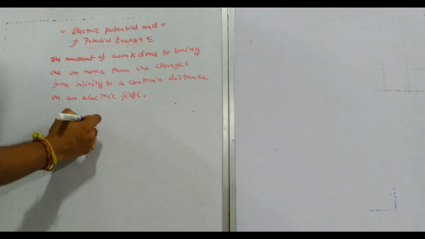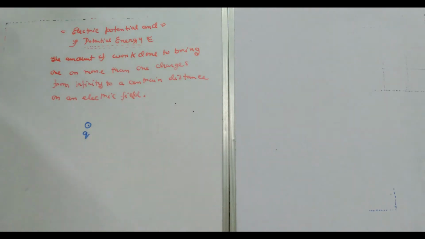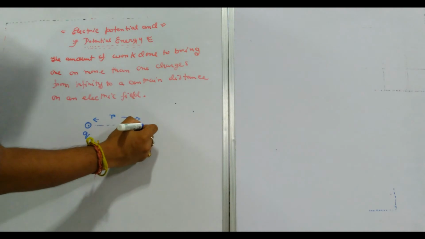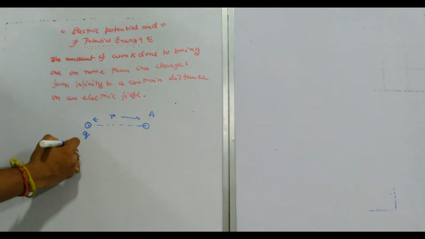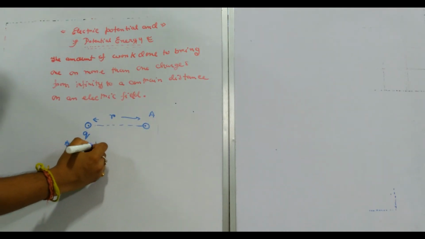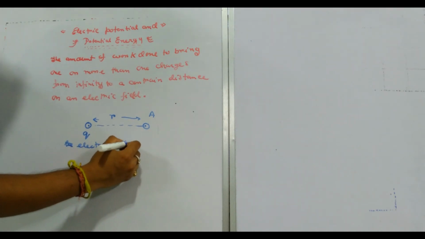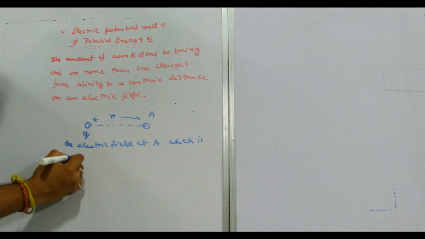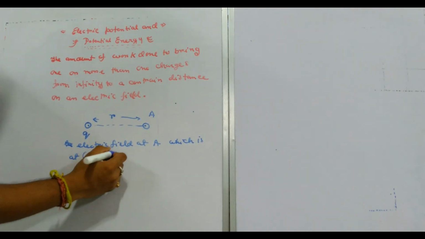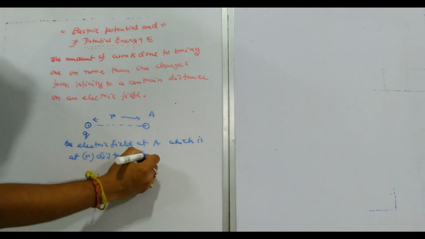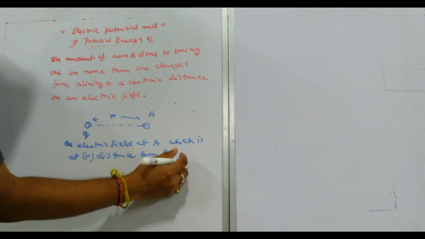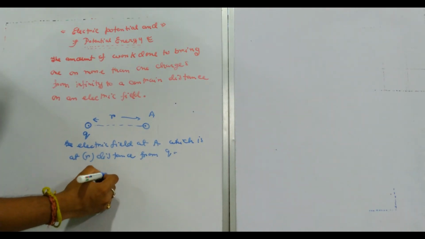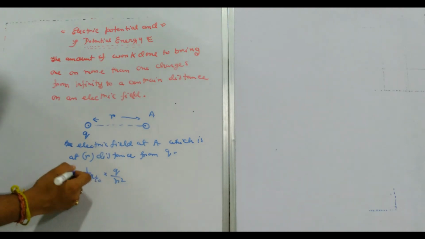Imagine that we have a Q charge initially, and this is creating an electric field at A, which will be 1 by 4 pi epsilon naught into Q by R square. Clear?